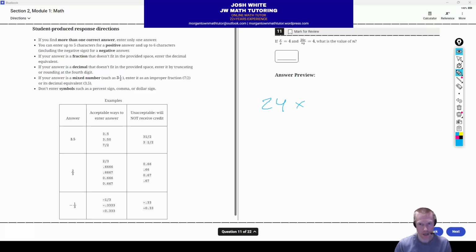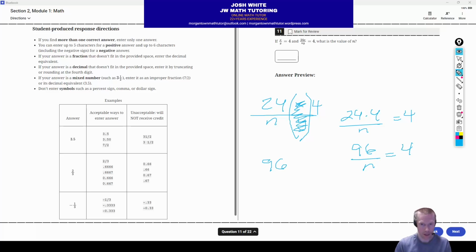If you take 24x over ny, notice that x over y, if you block off this thing, has to equal 4. So if I just replace this with a 4, I've got 24 times 4 over n equals 4. In other words, 96 over n equals 4. And now you could go ahead and just cross multiply. 96 equals 4n, and then divide by 4 on both sides. You probably already recognize n has to equal 24. And that's the correct answer.